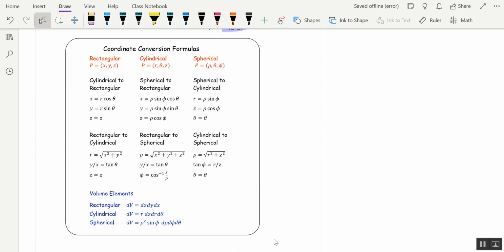Welcome to 2.7. What you see in front of you is the last page of your lecture notes, and it's a chart that tells you how to go from any one coordinate system to the other using 3 equations. And we're going to be using this chart today. Now the volume elements are down here. We'll be using those next time in order to integrate. Now I'll give you this chart and the volume elements on tests, so don't worry about memorizing those formulas.